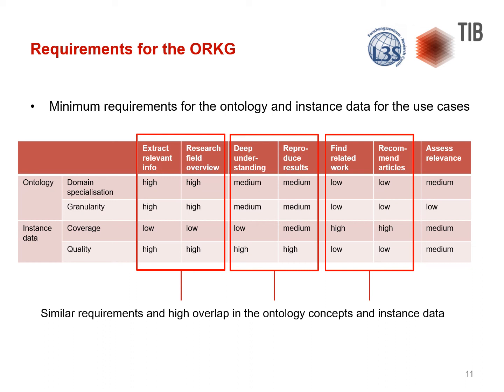If you have a research field overview that summarizes evaluation results for particular studies, then such an overview would also help you to extract relevant information for your particular research question. The use cases find related work and get recommended articles may also benefit from one another. If you have a fine-grained knowledge graph with high coverage consisting of scientific concepts like tasks, processes, and methods, then both use cases would benefit from such concepts in the knowledge graph.